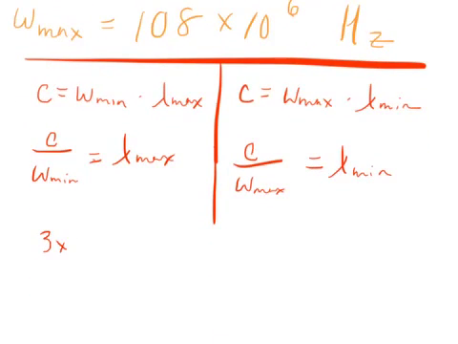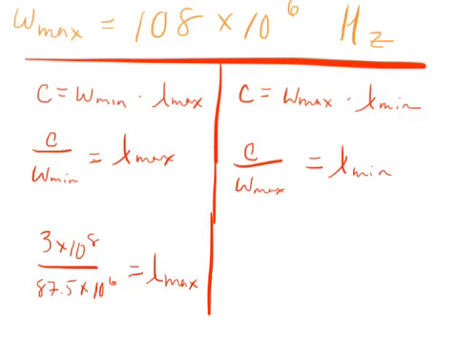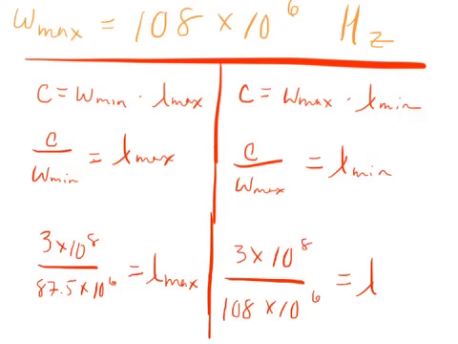You have 3 times 10 to the 8 over 87.5 times 10 to the 6. That's 3.43 times 10 to the 12. It is most definitely not. So be careful with your calculations, calculator. Be careful. Now we have 108 times 10 to the 6 over here, and that'll give you lambda min.